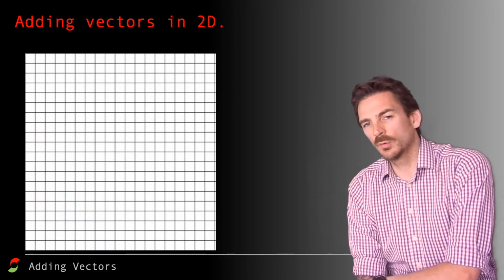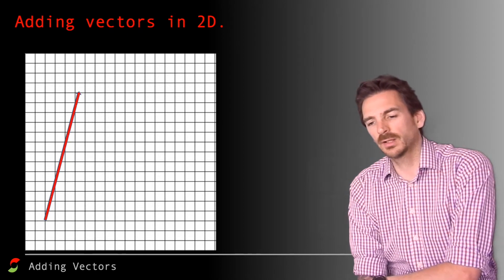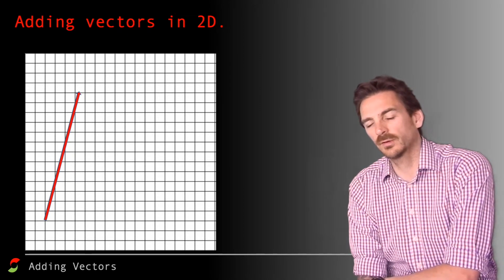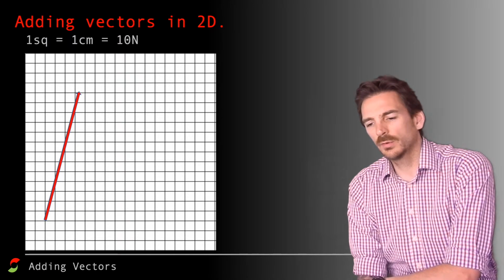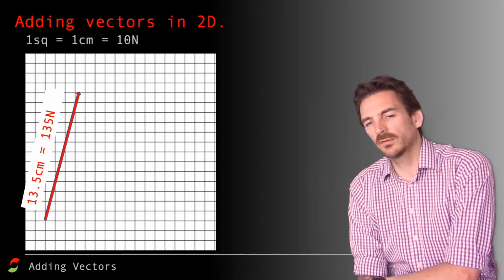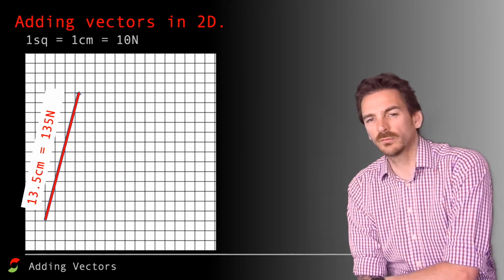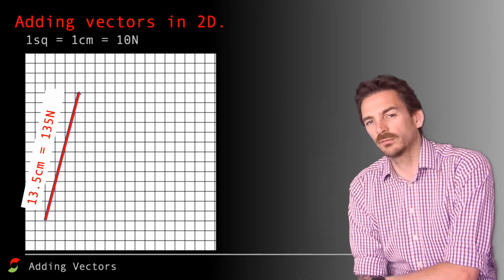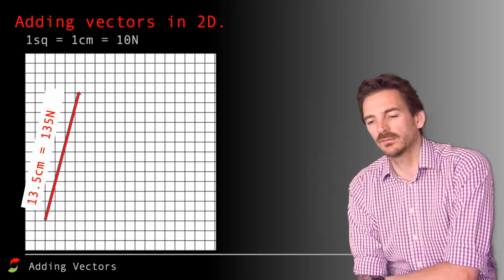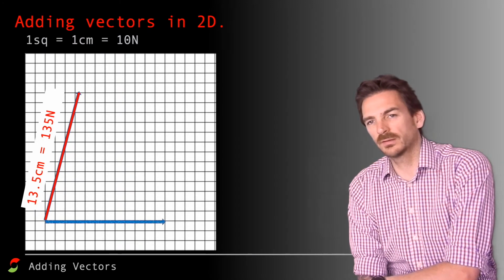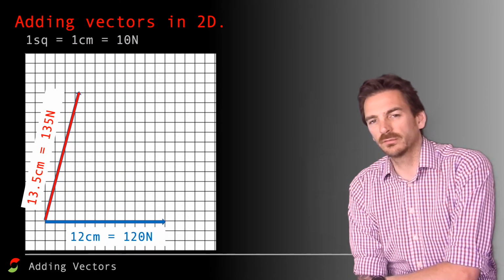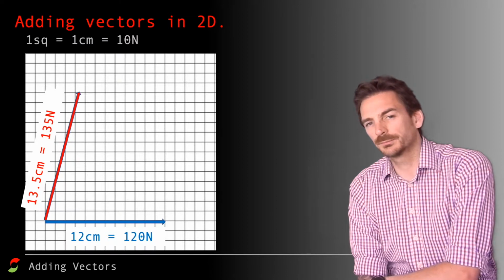So let's have a look at a slightly more complicated one where they're not at right angles to each other. So here's our first vector. Let's measure the length of it. Well, using the same scale, if the length's 13.5 centimetres, that means we've got a vector of 135 newtons, or a force of 135 newtons. And we're going to add that vector to this blue one. And we measure the length of that. It's 12 centimetres, so it's 120 newtons.